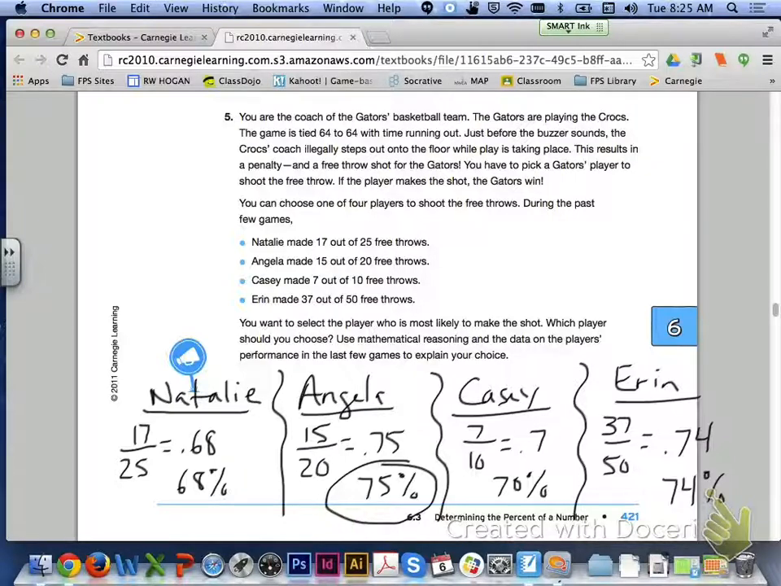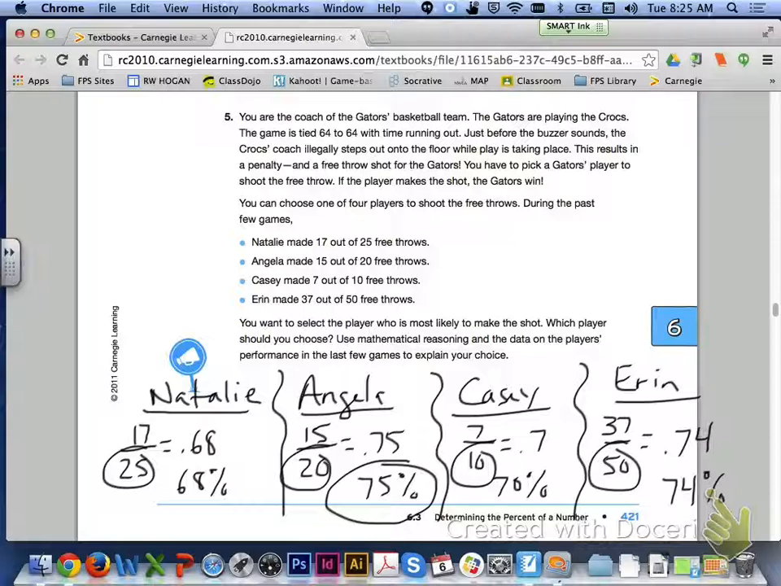Now, in order to figure out these answers, you could have gone through and used 2 different methods. And these are methods that we talked about back in 6.1. You could have used your scaling up factors. All of these denominators, 25, 20, 10, and 50, are factors of 100. So you could have scaled up to easily figure out what those percentages were. You could have also just used division and used your calculator.